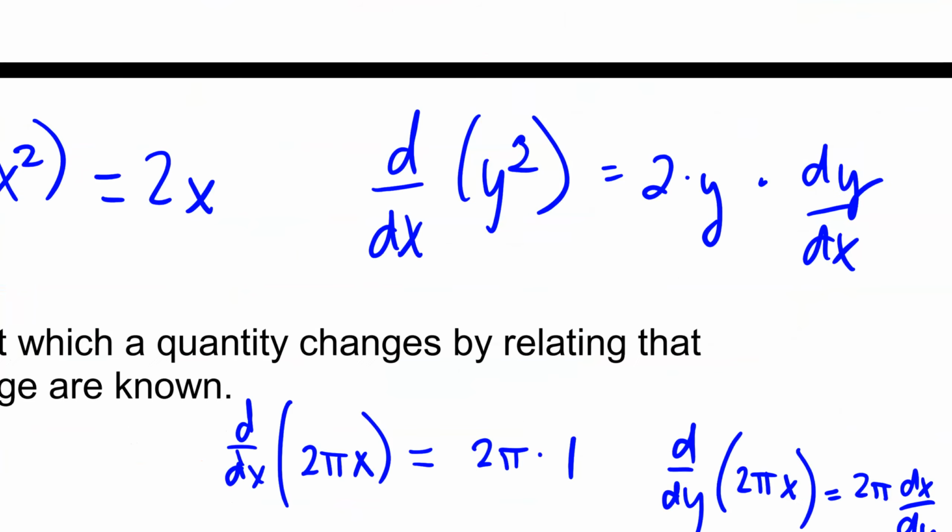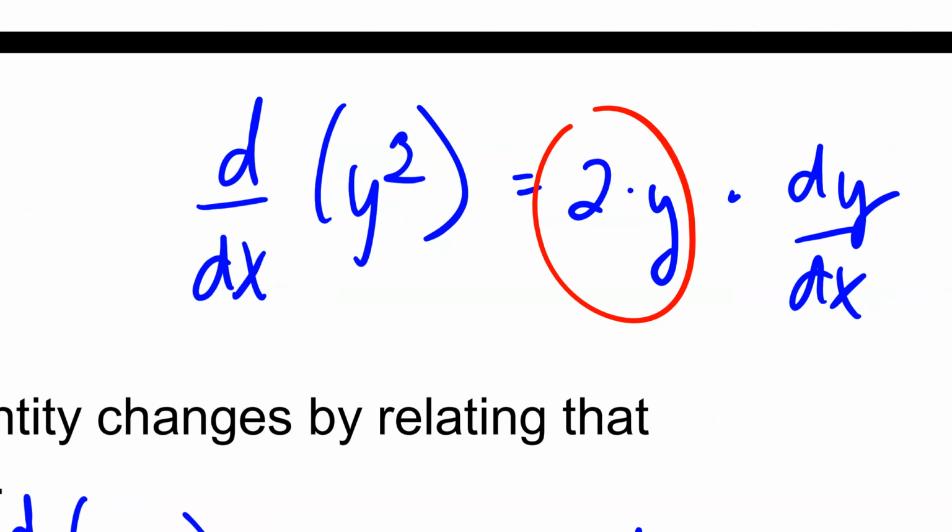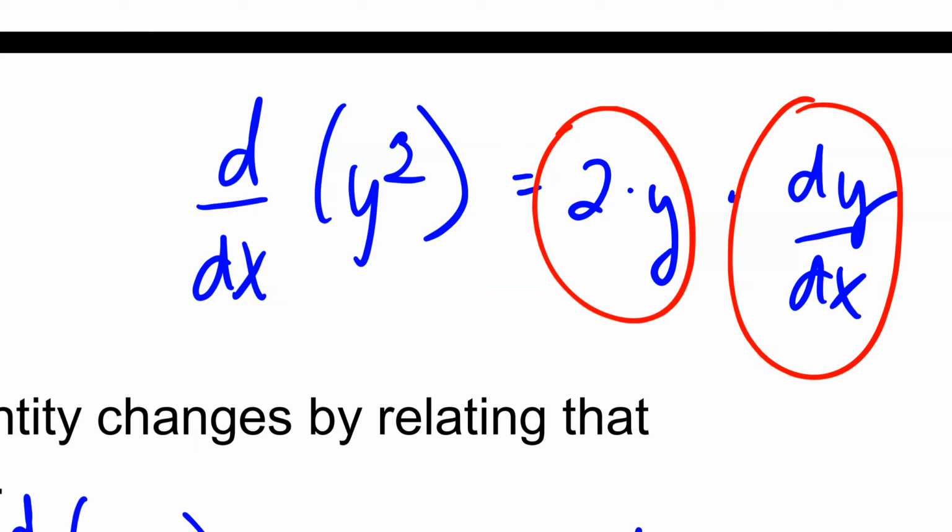Okay, so remember how I asked you what d/dx of y squared was? Yeah, we had to take the derivative of y and then multiply it by dy/dx. That's exactly what we did with our r just now.